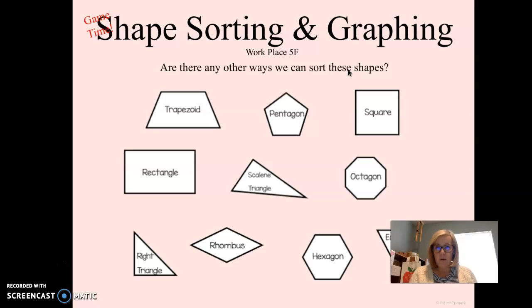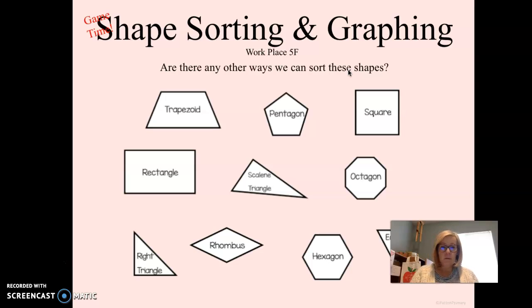How many ways are there that we could sort these shapes? You could sort them by the number of sides. You could sort them by right angles or square angles. You could sort them by color, but color is a non-defining attribute. A red square is still a square. It's a square if it turns green. Color is a non-defining attribute.